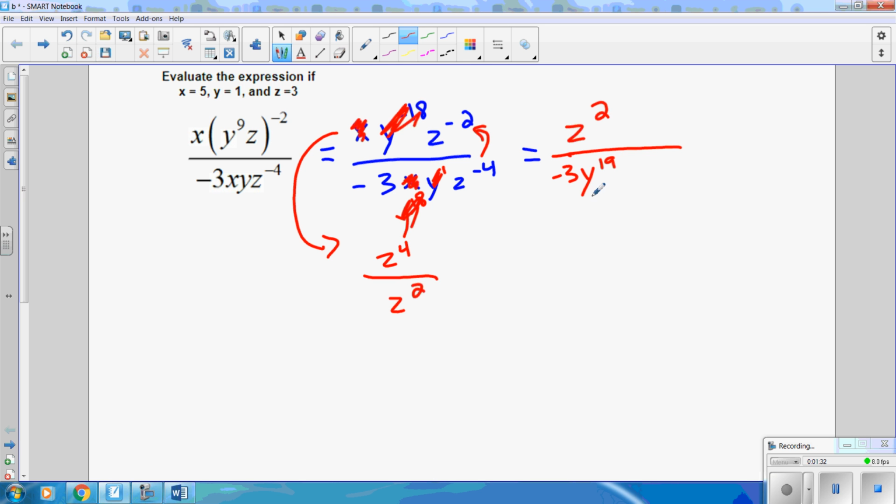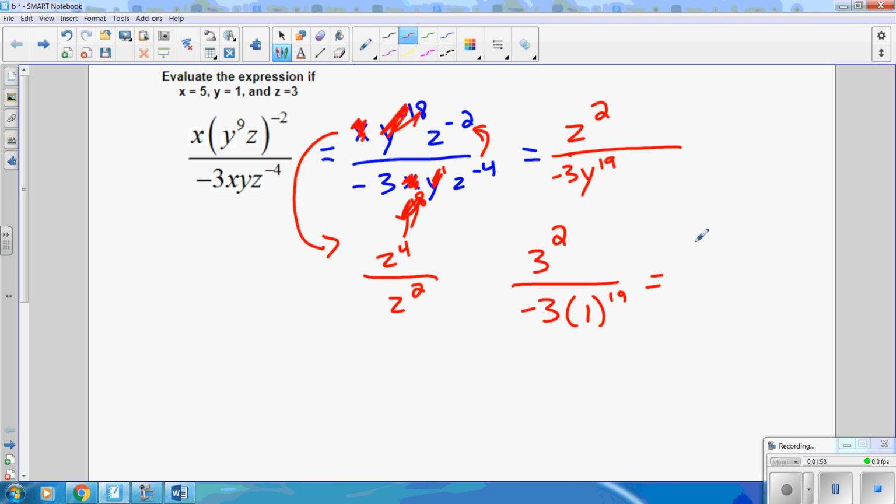Now let's go ahead and evaluate. So you plug 3 in for z, so it'll be 3 squared over, you got this negative 3 on bottom, and then in for y, we are going to plug in 1. So it's going to be 1 to the 19th power. Now 1 to the 19th power is just 1. I mean 1 times 1 times 1 times 1. You just keep going. It's still going to be 1. So we don't need that anymore.